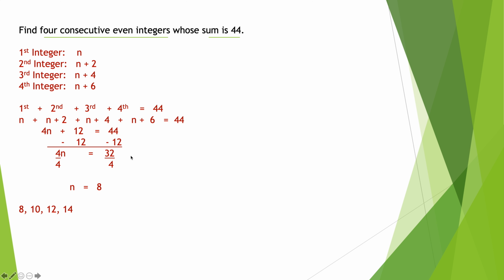So I subtract 12 from both sides. 4n is 32. I divide by 4, and I get n is 8. So if the first one's 8, the next one's 8 plus 2, which is 10, and then 8 plus 4, which is 12, and 8 plus 6, which is 14. And there are my correct values. Okay? That's a fundamental and a basic one.